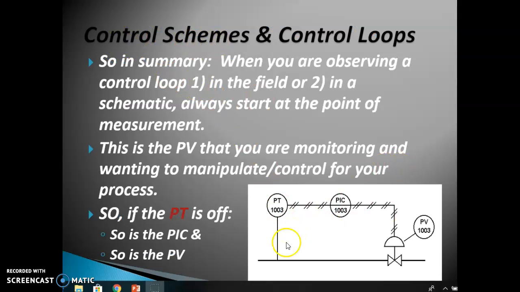Okay, let's see how this relates to our control schemes and control loops. So in summary, when you're observing a control loop in the field or in a schematic, always start at the point of measurement. So here we would be looking at PT1003. It is the process variable that you're monitoring and you're wanting to manipulate or control. So if your PT transmitter is off, okay, then your PIC will be reading something off, and it could also be conveying information that is incorrect to your PV, which is your process valve, the control valve. Okay, so that's why it's really important to make sure you understand that.